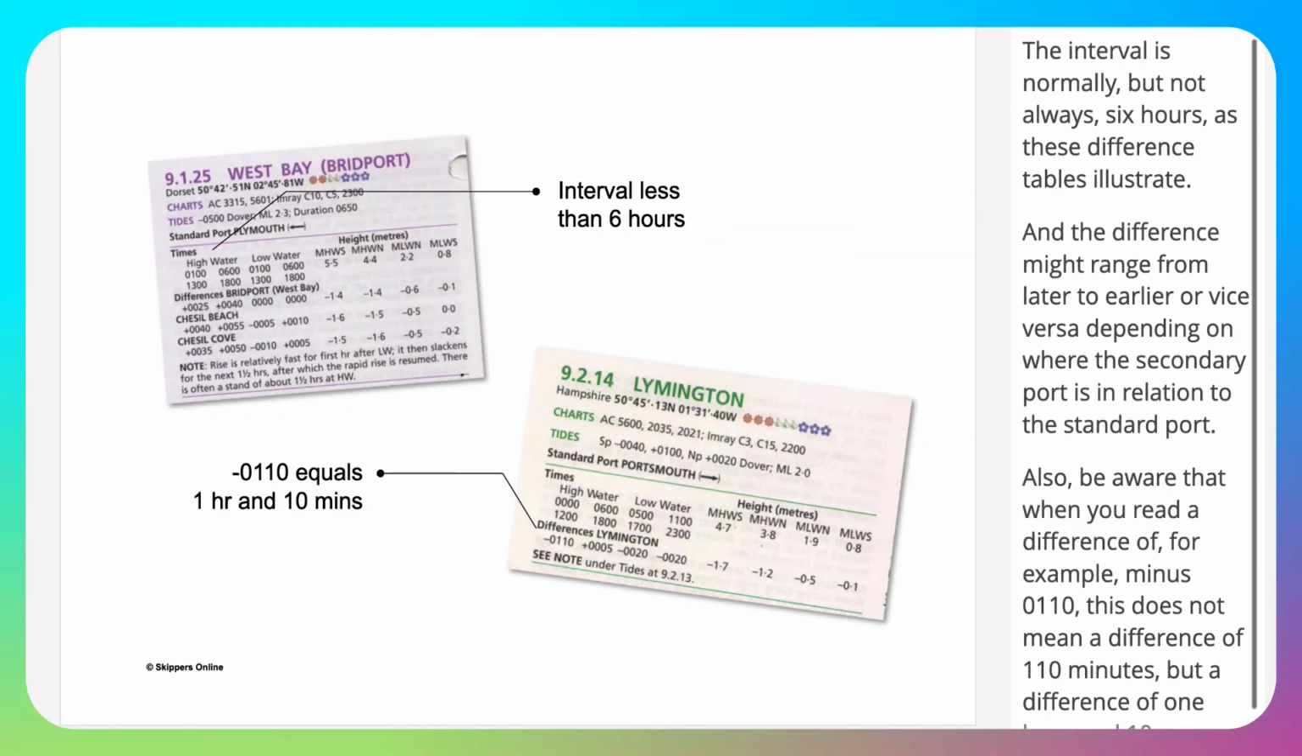The interval is normally, but not always, 6 hours, as these difference tables illustrate. And the difference might range from later to earlier, or vice versa, depending on where the secondary port is in relation to the standard port. Also, be aware that when you read a difference of, for example, minus 0110, this does not mean a difference of 110 minutes, but a difference of 1 hour and 10 minutes.